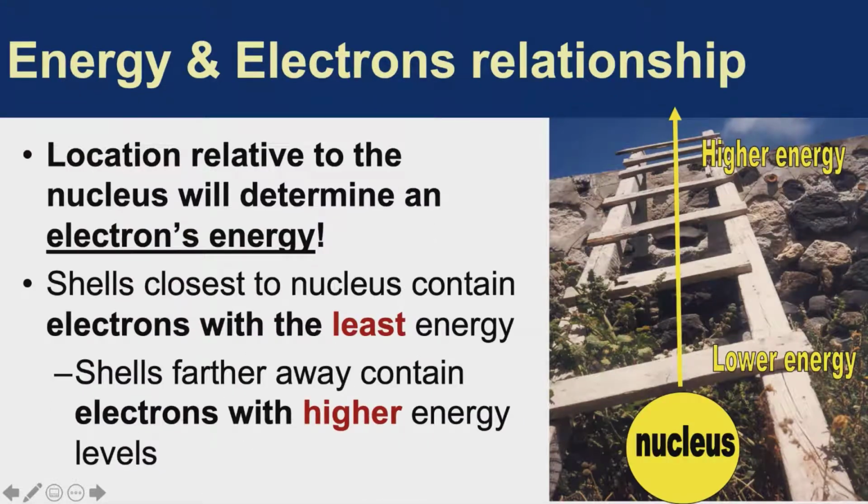I start this lesson off by talking about the relationship between energy and electrons. What you need to know is that the location relative to the nucleus of any electron determines that electron's energy. What that basically means is that electrons that are closer to the nucleus, such as these right here, have lower energy than the electrons that are further away from the nucleus, which will have higher energy. You can really liken that to going up a ladder: if you were to fall from the higher levels up here, you would fall with greater energy than you would from the low.